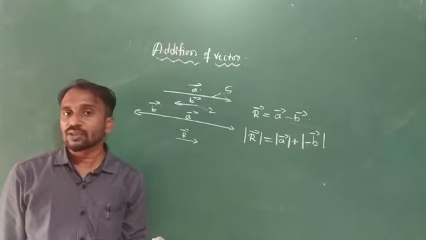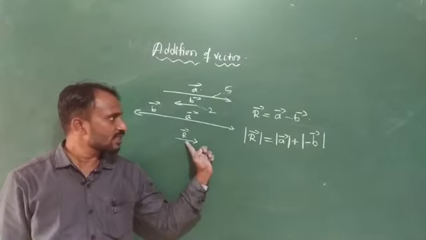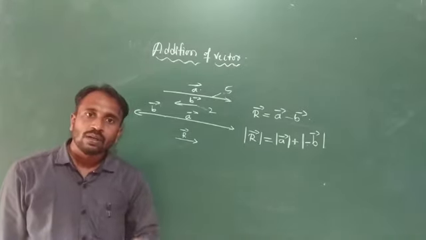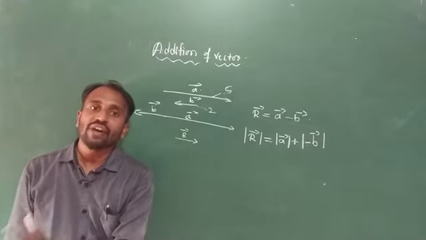The resultant vector means, so the resultant vector is just a vector. It shows the same effect as the individual vectors.